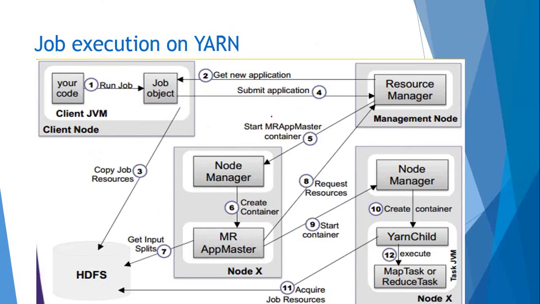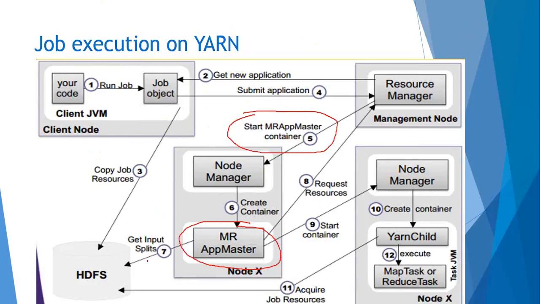The resource manager starts an app master container. So basically this is your application master. For that, it communicates with any of the node managers. The node manager triggers the application master, and this application master will basically maintain everything running to run your job. So the same thing happens over here.